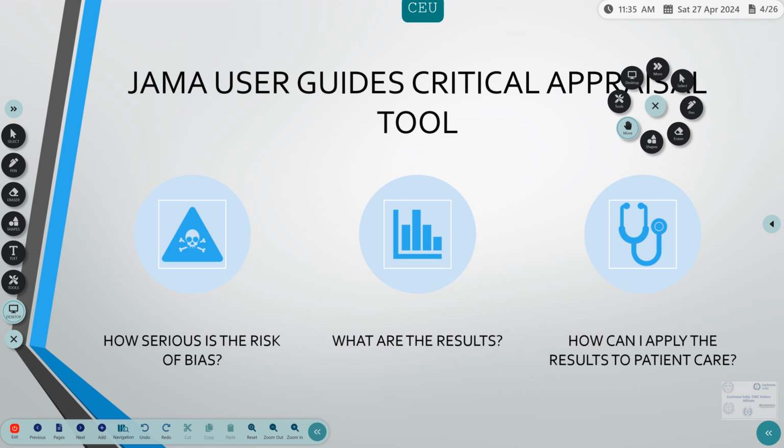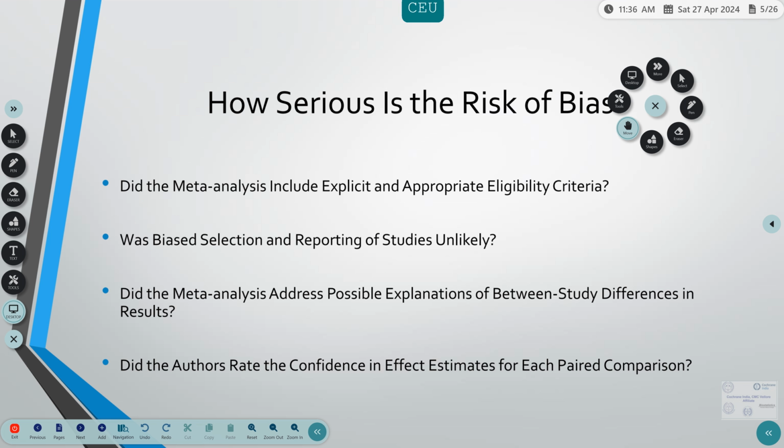So there are three main sections in the JAMA User Guides Critical Appraisal tool. The first one is, we are trying to see how serious is the risk of bias. The second set of questions will be for the results, and the third set of questions will be for how we can apply the results to our patients. So how serious is the risk of bias? We answer basically these four questions, which we will be going into in detail.